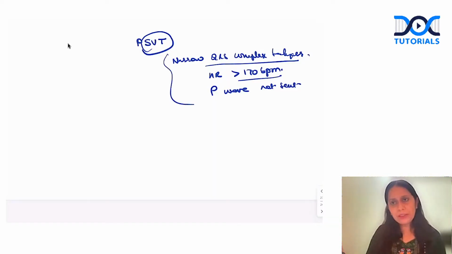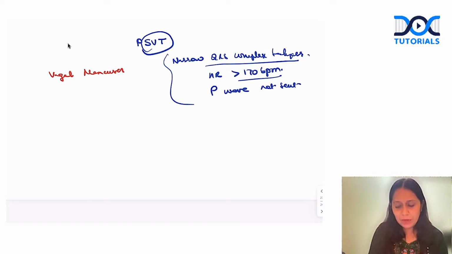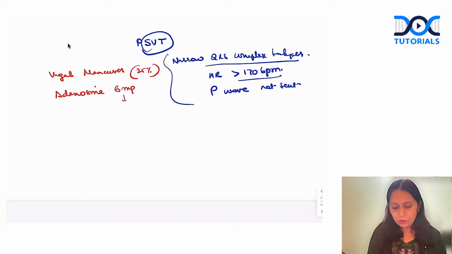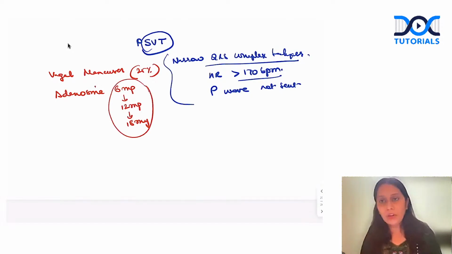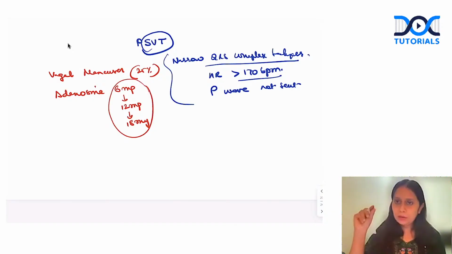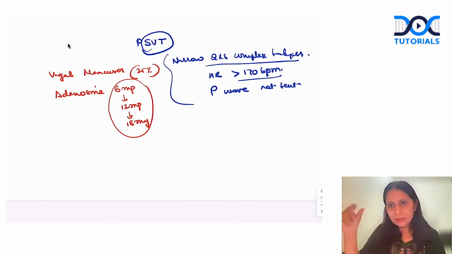Now, the first thing in management of PSVT is the vagal maneuver, and 25% of PSVT respond to it. If the patient doesn't respond, then we can give adenosine. Adenosine is the drug of choice in PSVT. We start with 6 milligrams, we can go to 12 milligrams as the second dose, and then 18 milligrams. It is an AV nodal blocking agent, so it delays the AV node and decreases the heart rate.